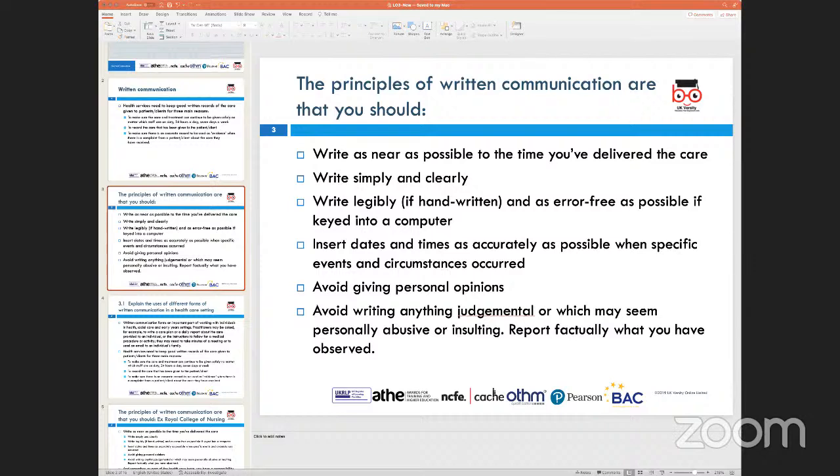Why they are done, we have made clear, and we've also discussed why it is important within the health and social care sector. Now, any questions on this so far? Any questions, anybody, in terms of what we've discussed about forms of written communication, why it is used, and why it is used specifically in the context of, for example, a health and social care setting.